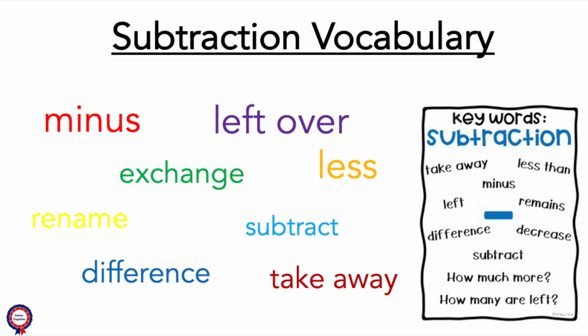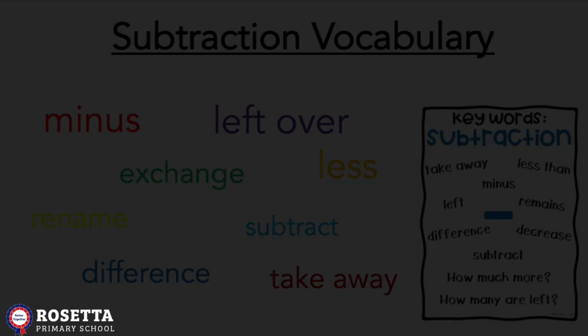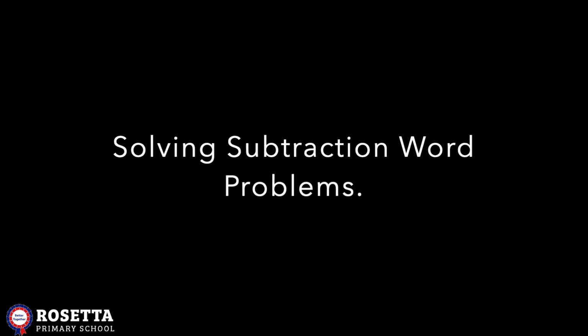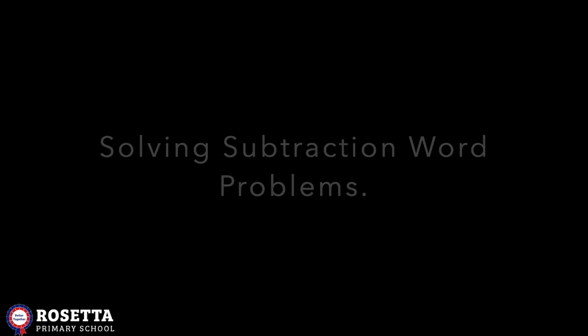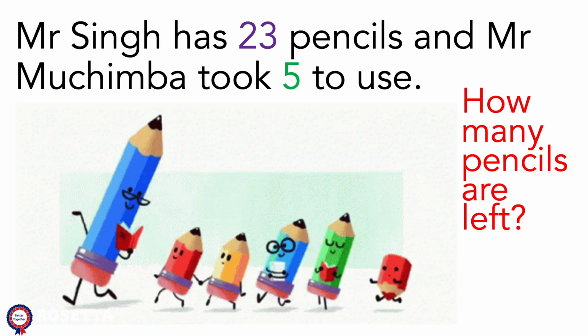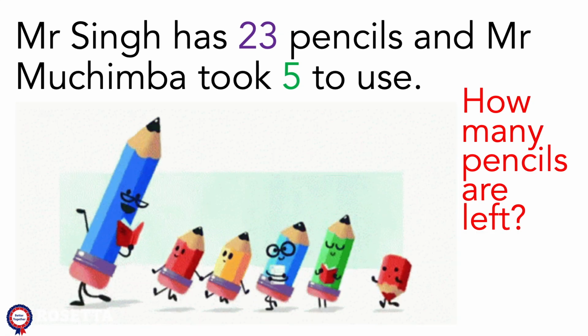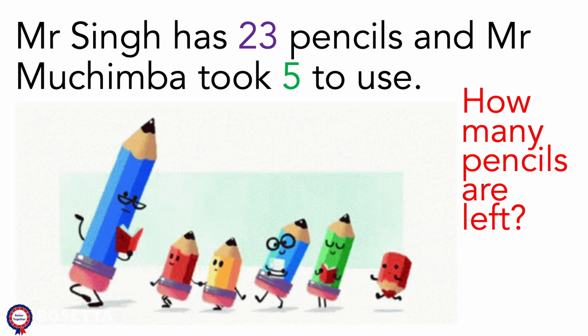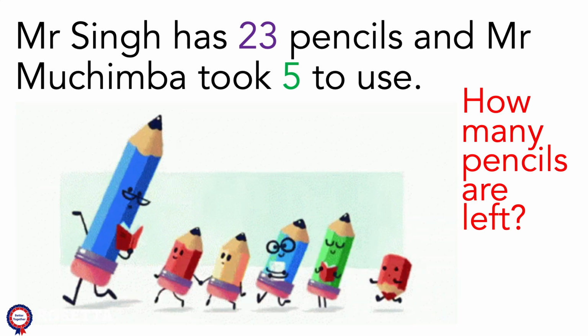Today we're going to go through some subtraction with renaming. What do the words mean that you can see on the board? Mr. Singh has 23 pencils and Mr. Machimba took 5 to use. How many pencils are left?